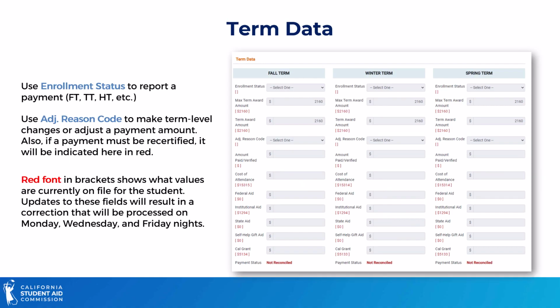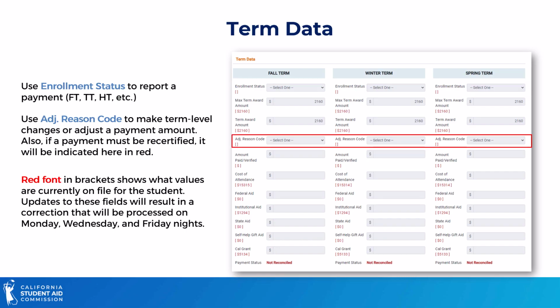The last section of the MCS display roster page is the student's term data. You can use this section to post a payment or to make term-specific corrections. Use the enrollment status drop-down menu to post a payment. Use the adjustment reason code drop-down menu to make term level changes to the student's status or adjust a payment amount. Also, if a payment must be recertified, it will be indicated here in red font. We will discuss recertifying payments more later in another module.